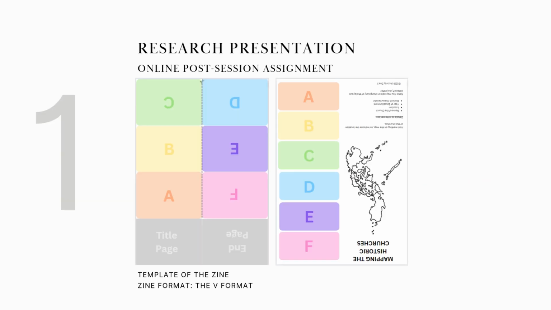Here's our first example for Zine as a research presentation tool. This sample has a Zine template with guides and prompts for researching historic churches in the Philippines. The Zine activity was conducted online using Canva and later printed to produce the physical Zine output. The digital platform, like Canva, can make it easy to prepare and share materials with the students. By providing students with a digital template or a link to access the file, they can easily create their zines by adding the necessary details.